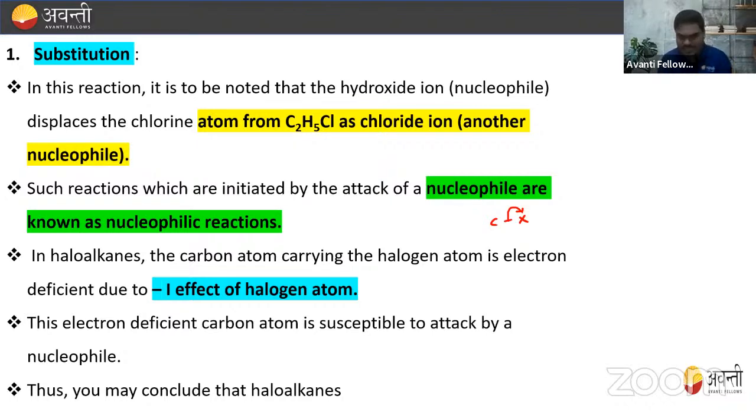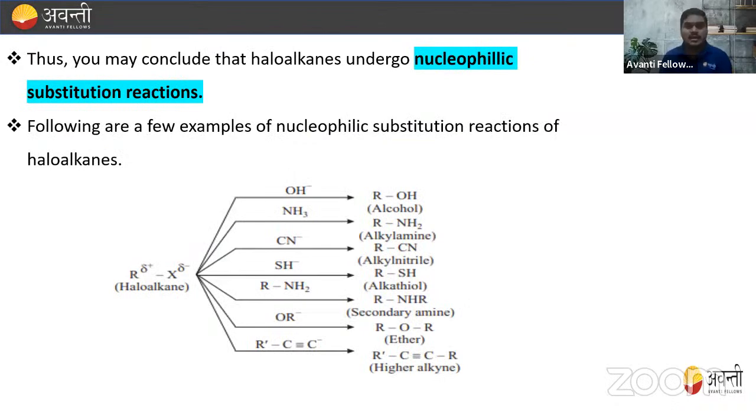So thus we conclude that haloalkane undergoes nucleophilic substitution reaction. Now let's see some examples of the nucleophilic substitution reaction, and these examples are very, very important, whether from your CBSE exam point of view or JEE, NEET or Advanced. So these examples are very important to understand. So let's see the examples.